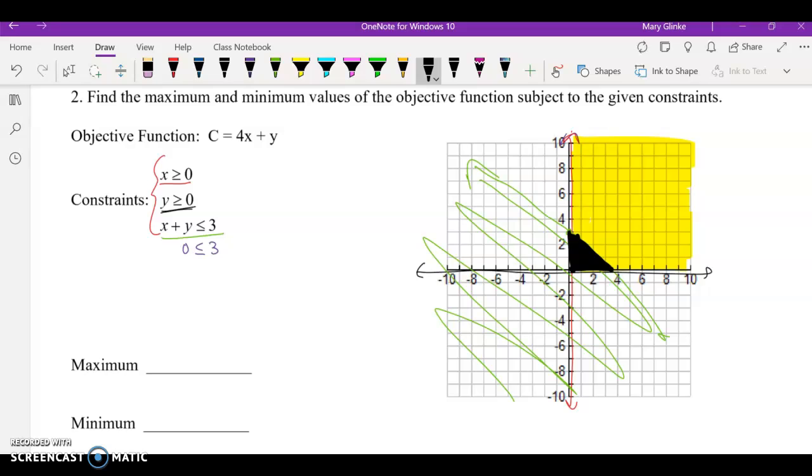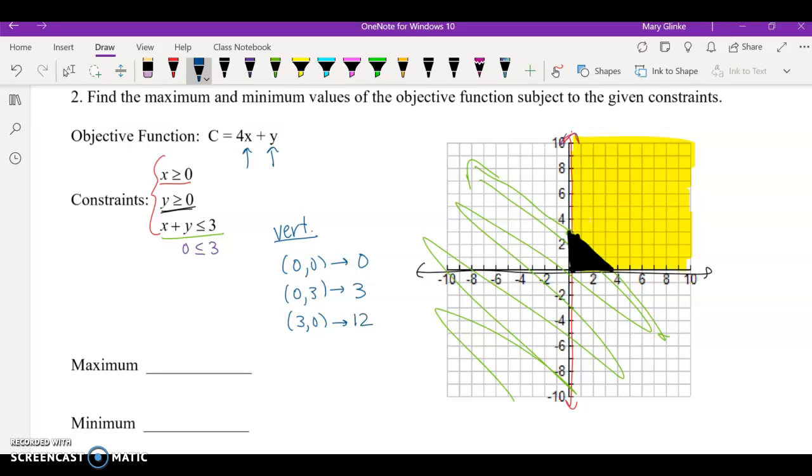In order to find the maximums and minimums, if there are both a maximum and a minimum, we look at our feasible region and identify all of the vertices. So the vertices of this feasible region would be 0, 0, 0, 3, and 3, 0. Once you have the vertices of your feasible region, you're going to plug your x value and your y value into your objective function. So 4 times 0 plus 0 is 0. 4 times 0 plus 3 is 3. And 4 times 3 plus 0 is 12.